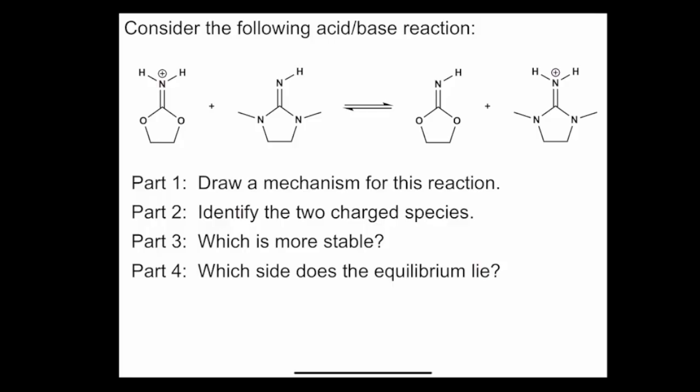So this is a head-to-head. Remember, the way we just approach this is first, draw the mechanism. Look at the charged species. Figure out which is more stable. Pick the direction, who's strong and who's weak. So, draw the mechanism.